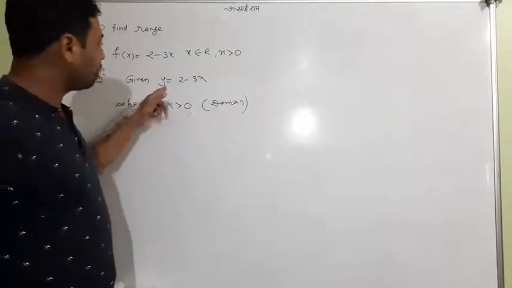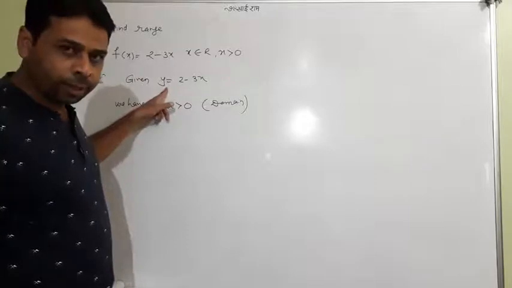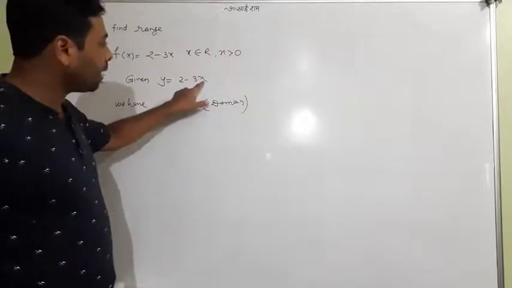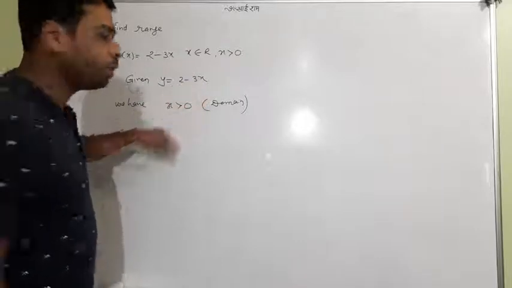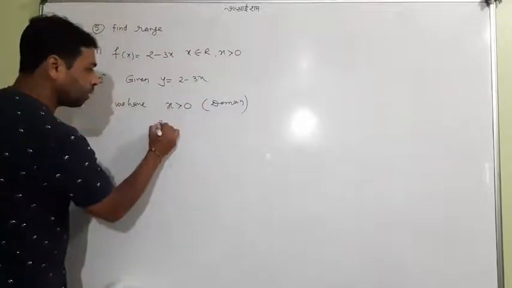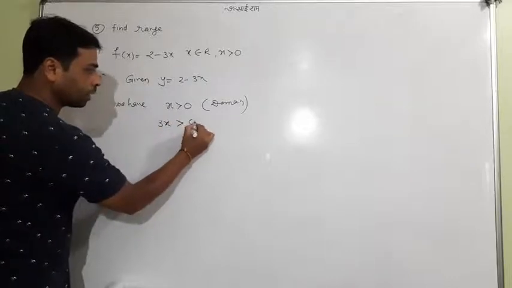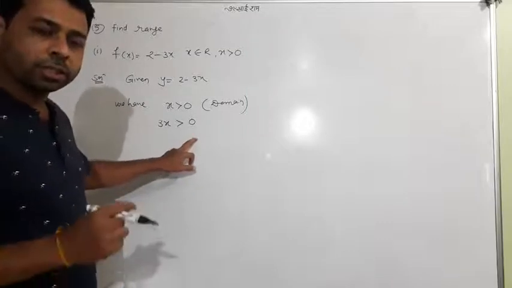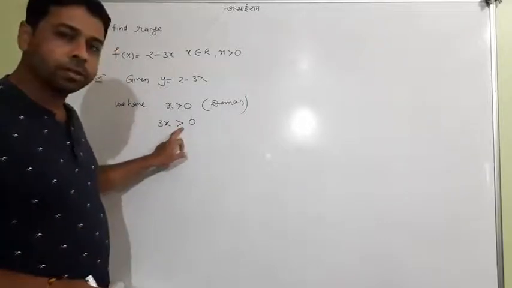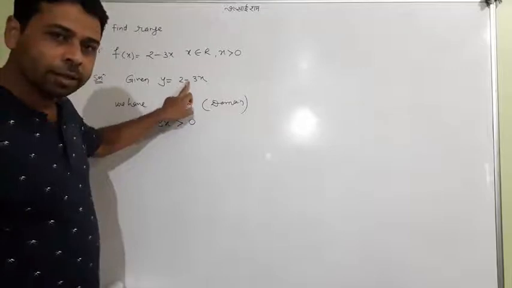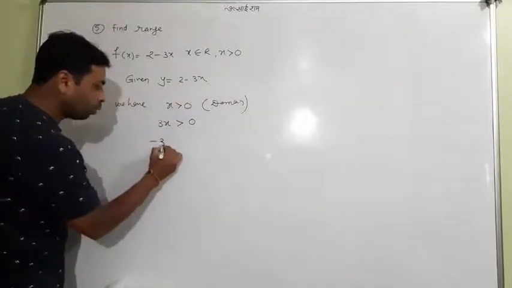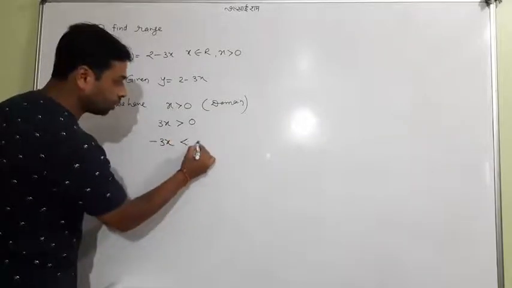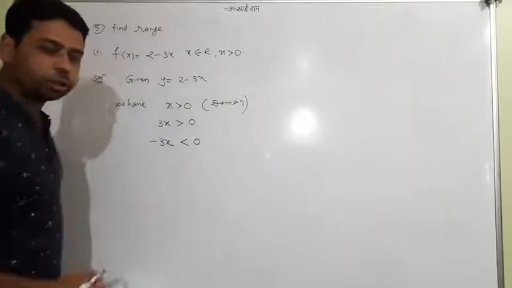Now with the help of this I am going to find the value of y. How? I explain. Along with x we have a 3, so I multiply by 3 on both sides. Since 3 is positive, there is no change in the inequality, and 3x is greater than 0. Now it is a minus sign, so I multiply by minus on both sides. When I multiply by minus on both sides, the inequality sign will change, and there is no change at all in 0.